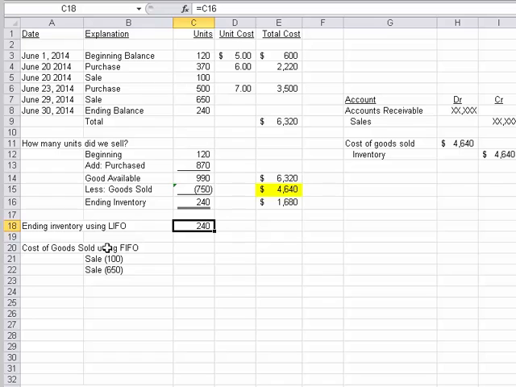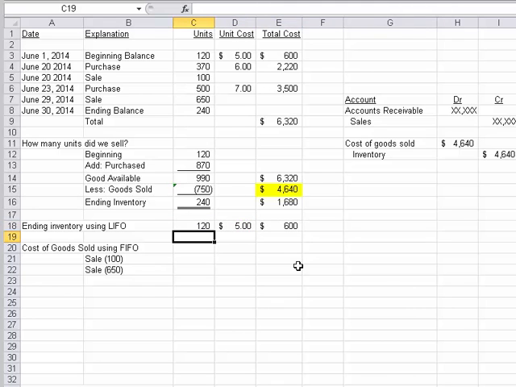So the last one in is the first one out. That means the ending inventory started from the beginning amount. My ending inventory consisted of two layers. I had 240 units, and I only had 120 from beginning inventory. So I've got 120 at $5. I've got to copy that over. By the way, that should be a formula: equals 120 times $5.